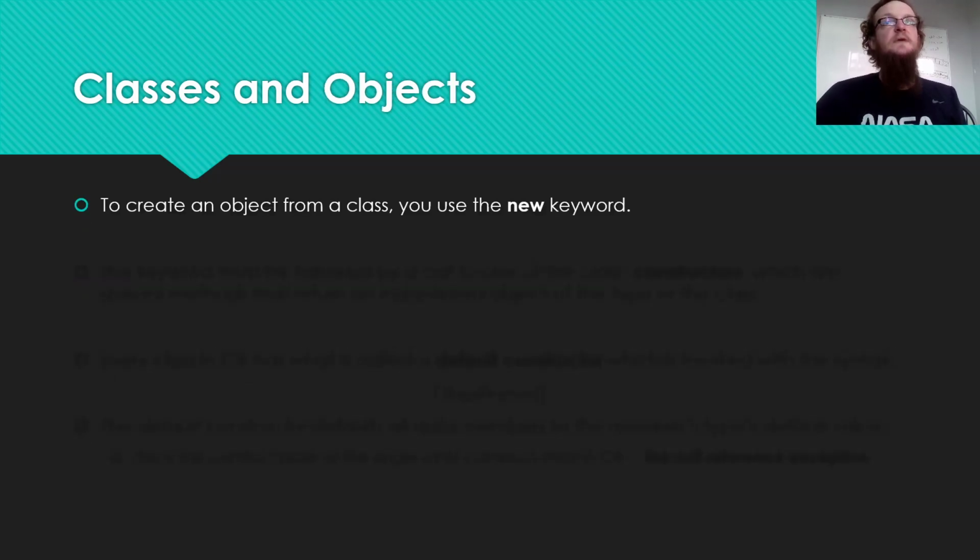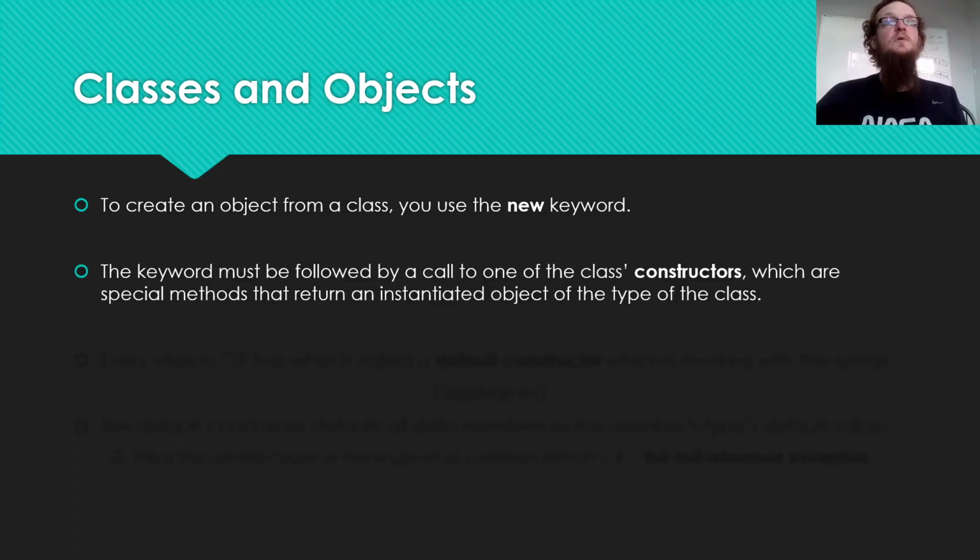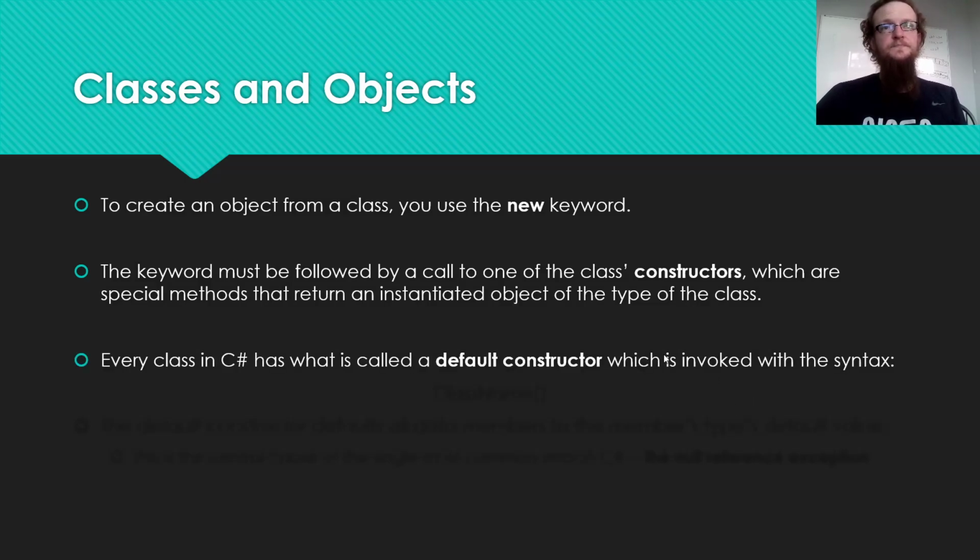In order to create an object from a class in C#, you're going to use the new keyword, and that keyword is followed by a call to a class's constructor. This is exactly the same way that Java works. The syntax is exactly the same as Java's syntax. And basically a constructor is just a special method that returns an instantiated object and not like a primitive type or a return value or a return type.